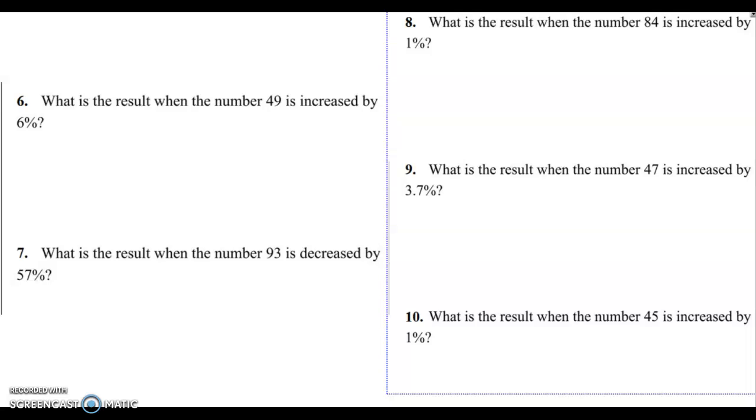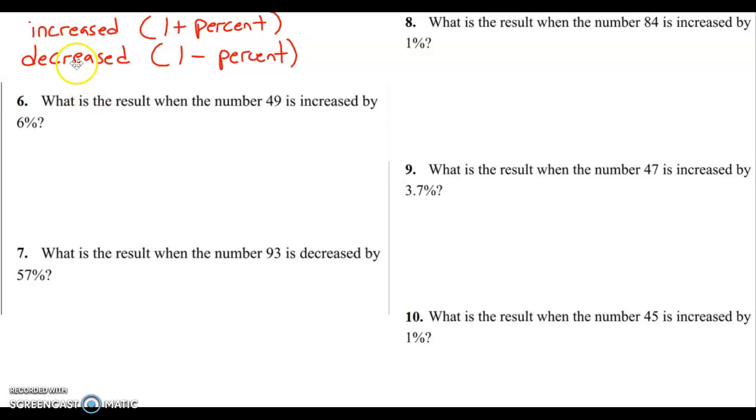Okay, so on this next section, I want to talk about increase and decrease by percentage. When you do an increase by percentage, you want to multiply 1 plus the percent that's been converted to a decimal. If you want to decrease by percentage, you want to multiply 1 minus the percent converted to a decimal. So let me show you how that looks.